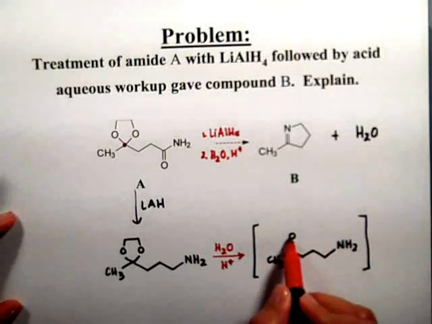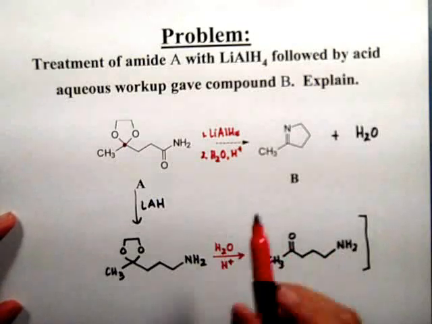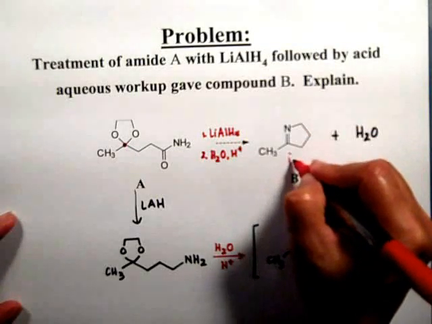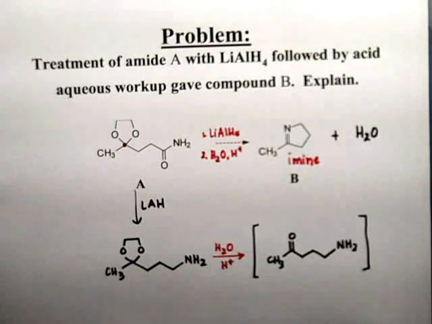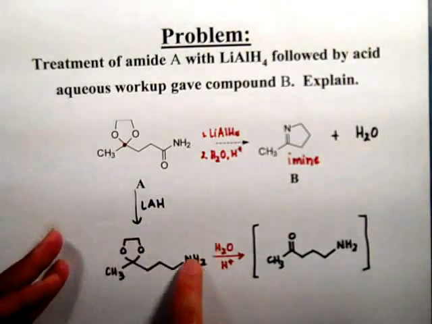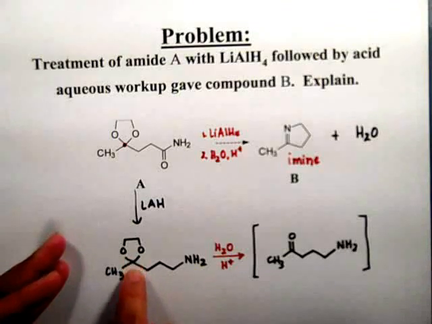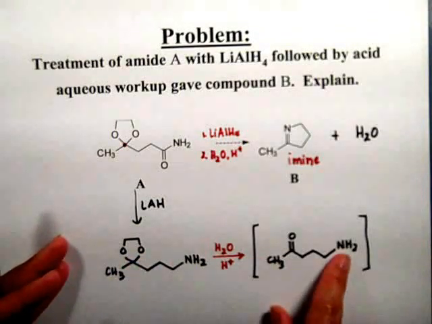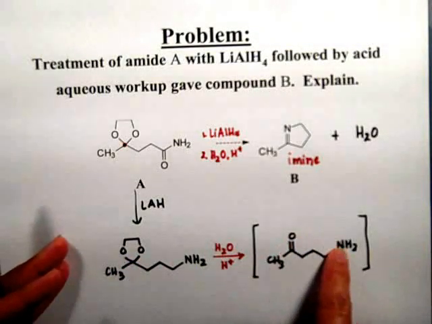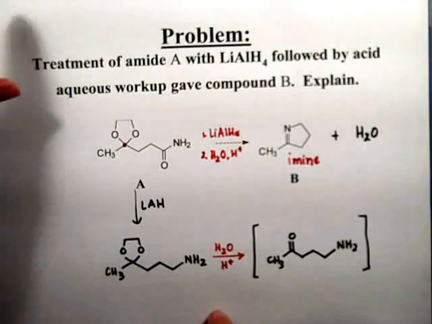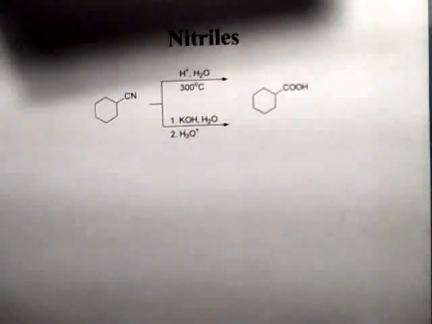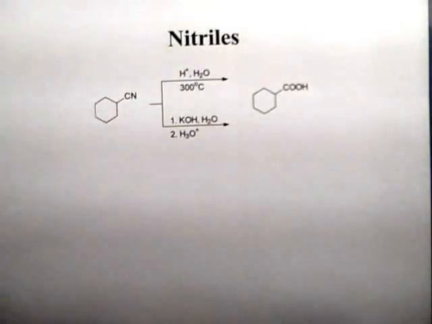And the nitrogen will replace the oxygen. We will not change the position of the double bond. So this is still an imine. And that's what's happening right here. When we deprotect under the dilute acid workup, we actually just get the ketone that will react with the amine, the primary amine that's on the right side. Now we go with nitriles.